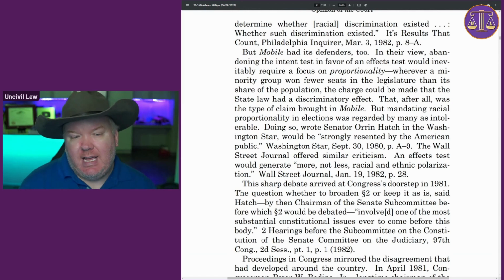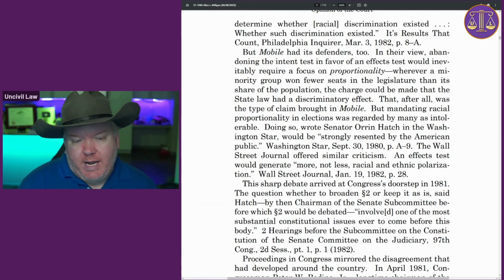In their view, abandoning the intent test in favor of an effects test would inevitably require a focus on proportionality. Whenever a minority group won fewer seats in the legislature than its share, the charge could be made that state law had discriminatory effect. That, after all, was the type of claim brought in Mobile, but mandating racial proportionality in elections was regarded by many as intolerable. Yeah, that doesn't seem like the right answer. It doesn't quite seem correct that just because half the population is X, therefore half the legislators should also be X. Maybe that's not what the people want. And the people are entitled to their choices for better or worse. So just because it's not proportional doesn't necessarily mean it's not good.